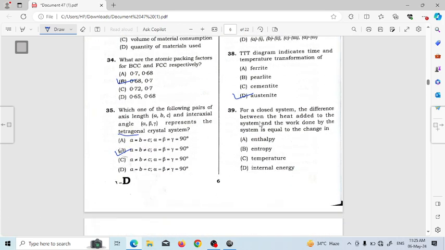Next, for a closed system, the difference between heat added to the system and work done by the system is equal to the change in internal energy. So this is the first law of thermodynamics: dq is equal to du plus dw. The difference between heat added and the work done by the system represents internal energy. So it is the correct answer.